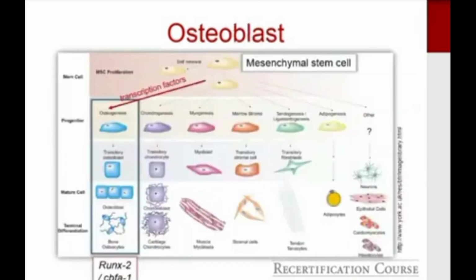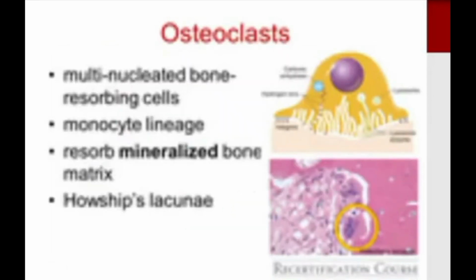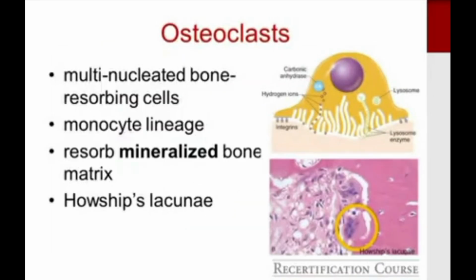So we've talked about the osteoblasts, which help to create bone. The osteoclasts help to resorb bone, so the interplay between these two is important for bone turnover. The osteoclast is a multinucleated bone resorbing cell. It does not come from a mesenchymal stem cell lineage. In fact, it comes from a monocyte lineage. It's more of a hematopoietic cell. This resorbs mineralized bone matrix in these areas called Howship's lacunae, as demonstrated on this histology slide.